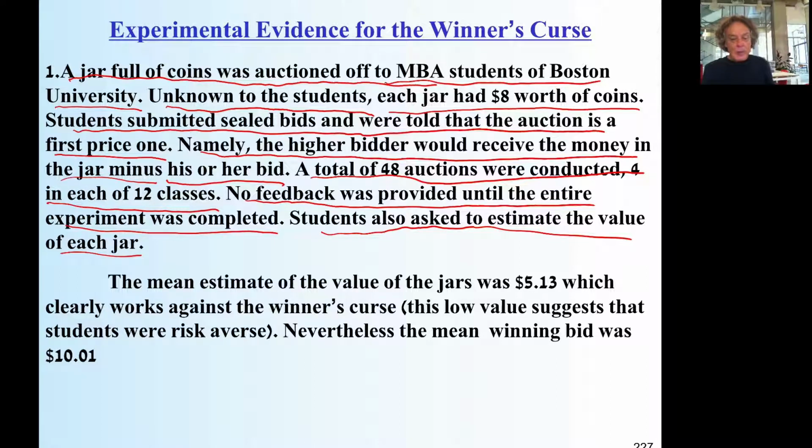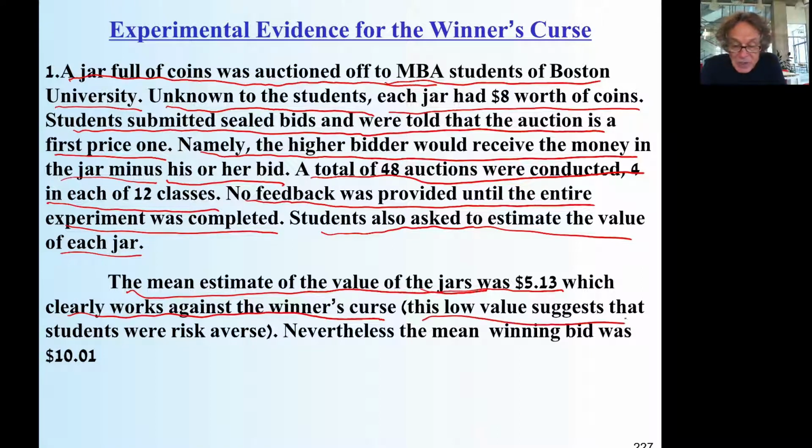Now, I tell you the result. The mean estimate of the value of the jars was $5.13. What does it mean? When you took every estimate of every student and divided by the number of students, they believed that on average there is only $5.13 in the jar. They didn't know that there is $8 there, which clearly works against the winner's curse. So they thought that the value is relatively very small.